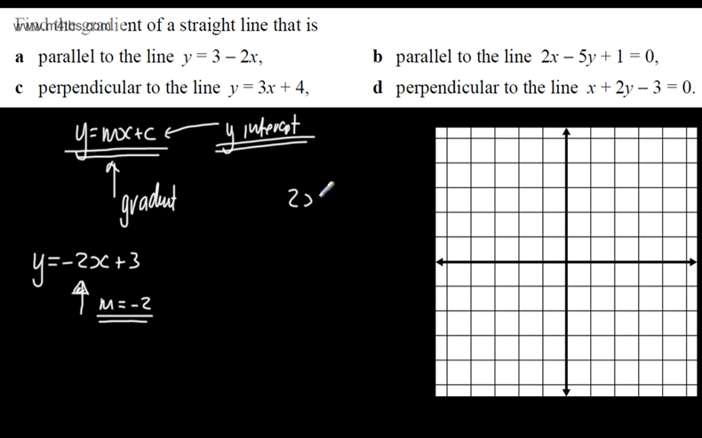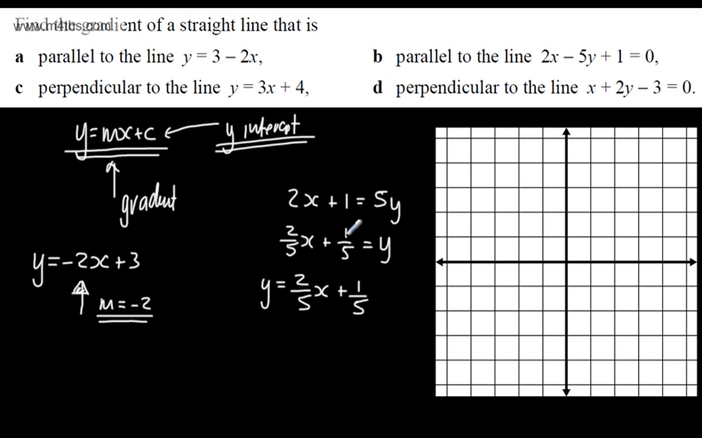I'm going to add the 5y to both sides, so 2x plus 1 is equal to 5y. Dividing both sides by 5, 2/5 x, which is what we're interested in, plus 1/5 is equal to y. If you prefer to write it the other way around, y is equal to 2/5 x plus 1/5. So the parallel line to this will have a gradient of 2/5. The perpendicular will have a gradient of -5/2.